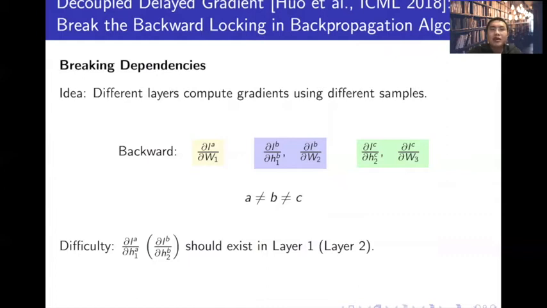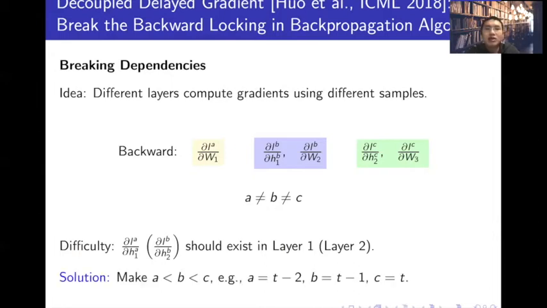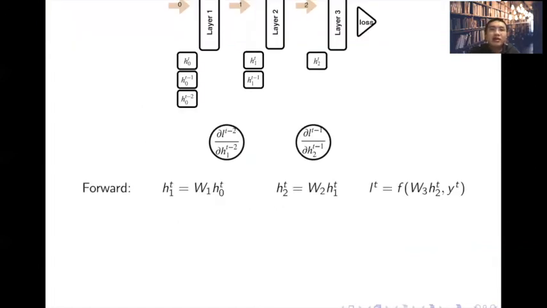The difficulty is that when layer 1 wants to compute gradients regarding partial LA over partial W1, it needs the partial LA over partial H1A, which should exist in layer 1. Layer 2 also has the same problem. To solve this problem, we just need to make A smaller than B and smaller than C. For example, if we make A equal to T minus 2, B equal to T minus 1, and C equal to T.